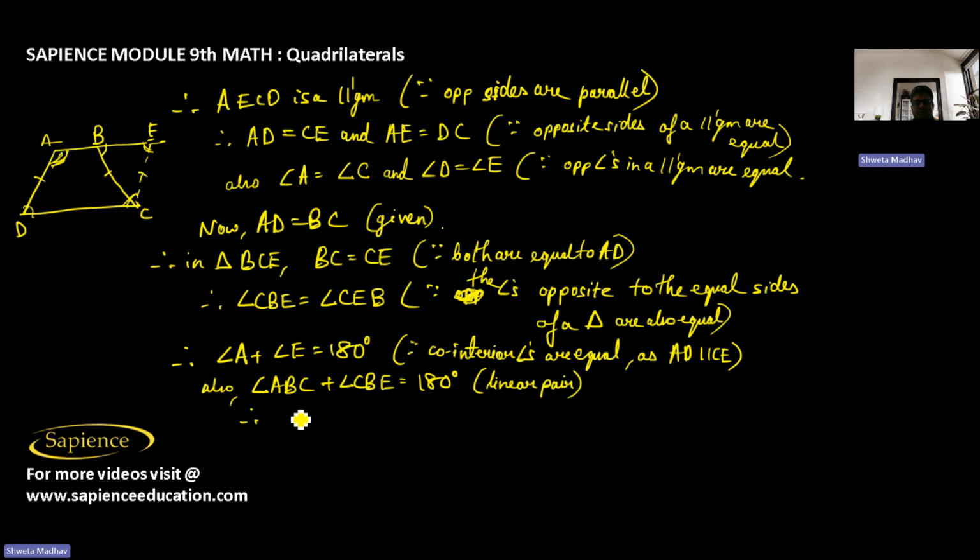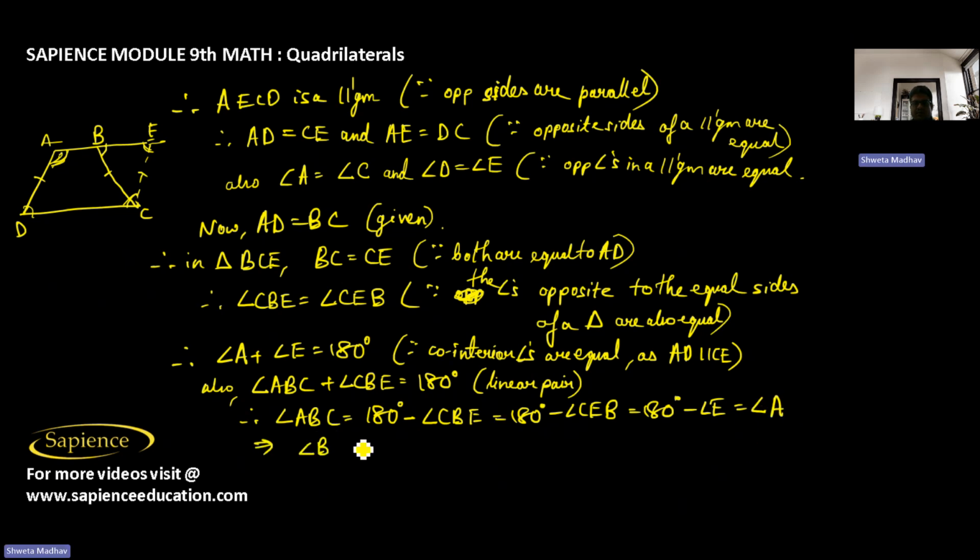So therefore, I can say that angle ABC is equal to 180 degrees minus angle CBE, which is equal to 180 degrees minus angle CEB. CEB means angle E, so 180 degrees minus angle E. So it means it is angle A. And so I can say angle ABC is the same as angle B, so angle B equals angle A. So hence proved. The first part has been proved.